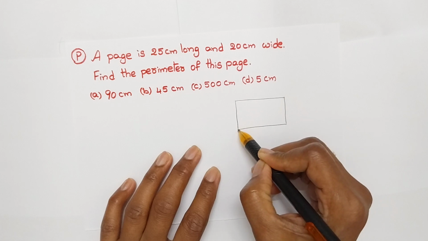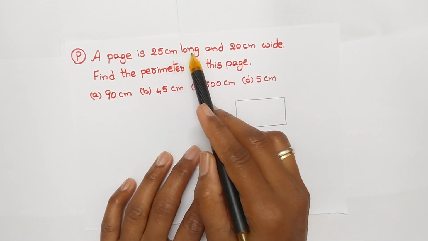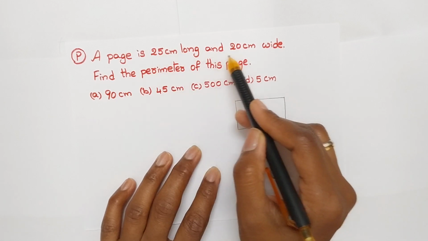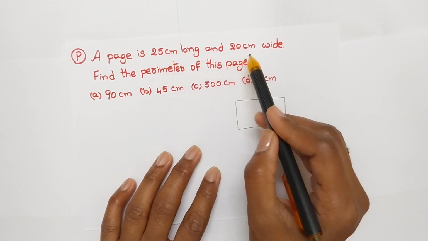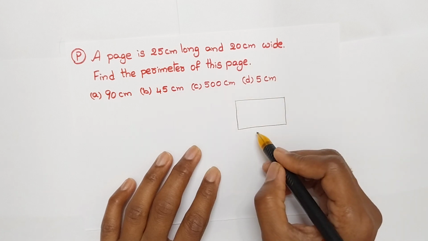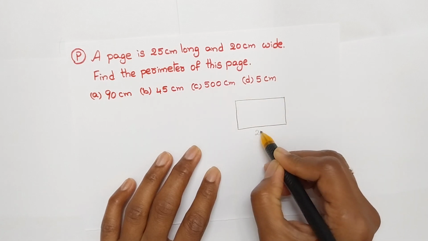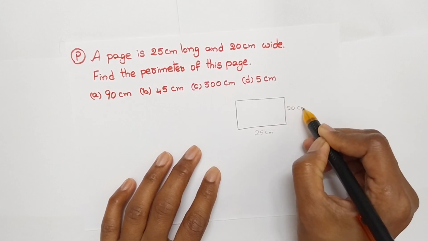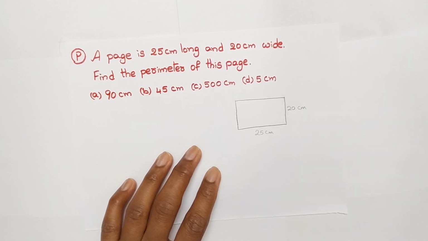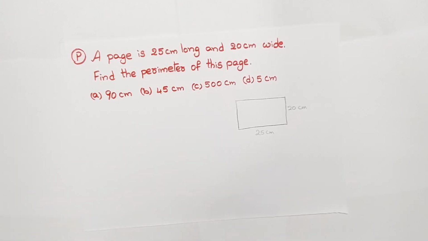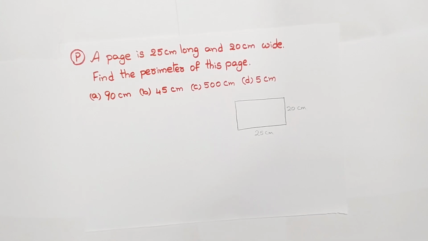Why are we considering this a rectangle? Because the page is 25 centimeters long and 20 centimeters wide. The length and breadth are different. If the length and breadth are different, then we need to take it as a rectangular page. The length is 25 centimeters, breadth is 20 centimeters. The problem is straightforward. They have clearly given different values, so it is a rectangle shape. So we need to find the perimeter of this page.